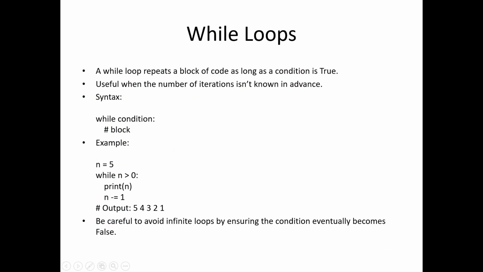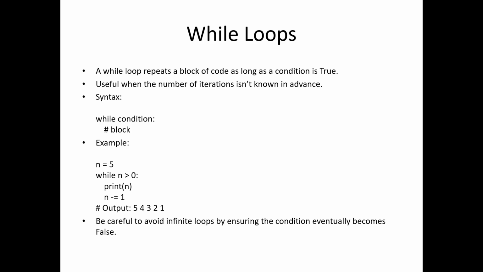Then we'll go for while loops. A while loop is used to repeat a block of code as long as a condition remains true. Unlike for loops, which iterate over a fixed number of elements, while loops are useful when the number of iterations isn't known in advance.